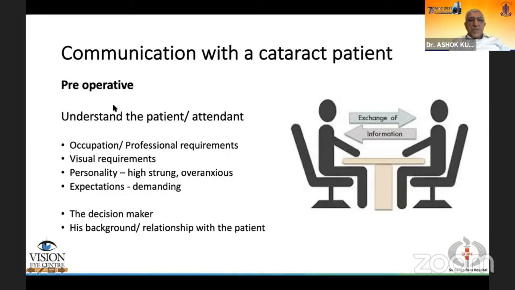So the communication preoperatively should do a very important thing of understanding the patient. You need to understand what his occupation, what his professional requirements may be, what his specific visual requirements may be, as we were talking about that myope. We also need to look at the personality of the person and deal with him accordingly and see whether he's an over-demanding patient. You also need to see amongst the attendants who's the decision maker, whether the patient himself or one of the attendants is the decision maker. And his background and relationship with the patient also make a lot of difference to how the decisions are made.